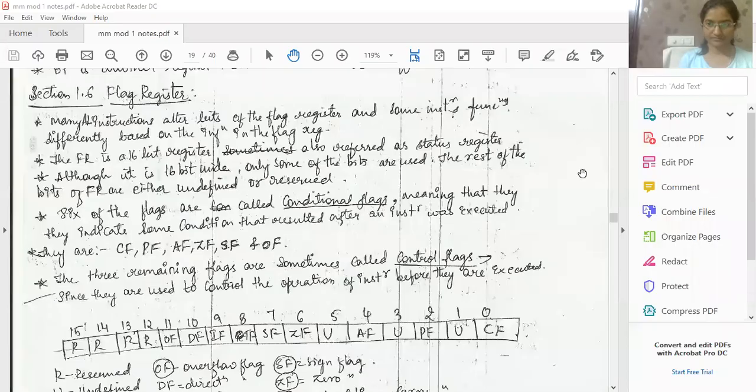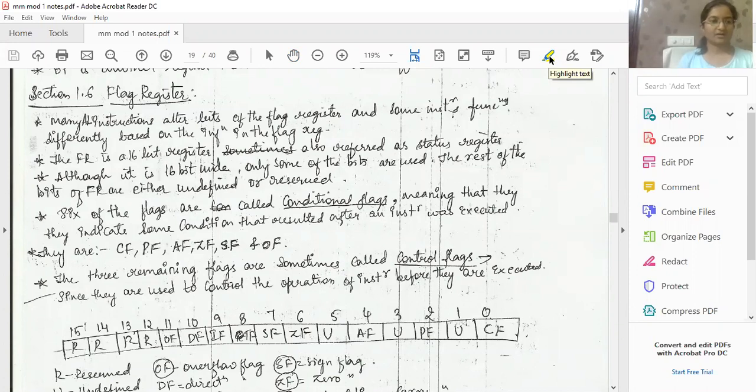Okay. So I'm here sharing the PDF notes with you. In the last class we had seen the introduction to the flag register, right? The flag register in 8086 is 16-bit in size. Okay, not all the bits are being utilized. Few bits are undefined and few bits are reserved.